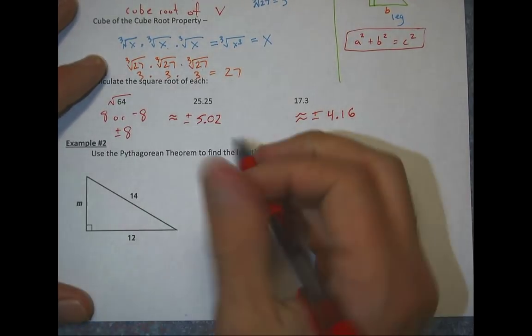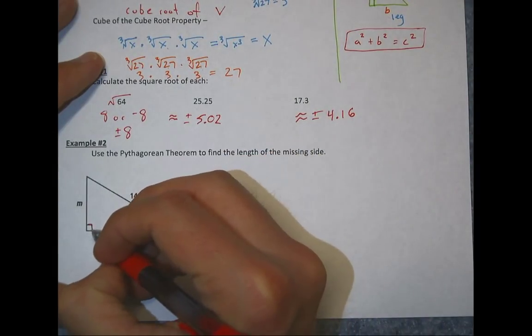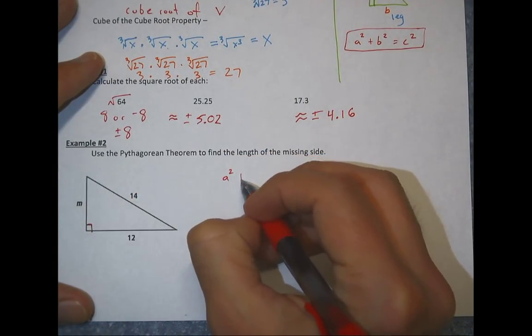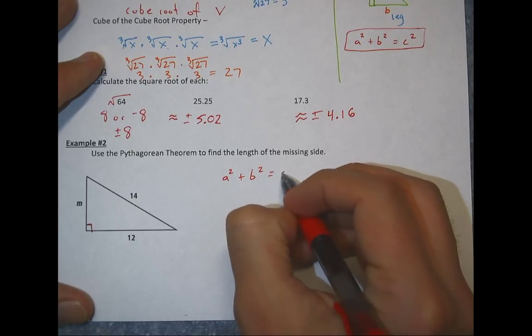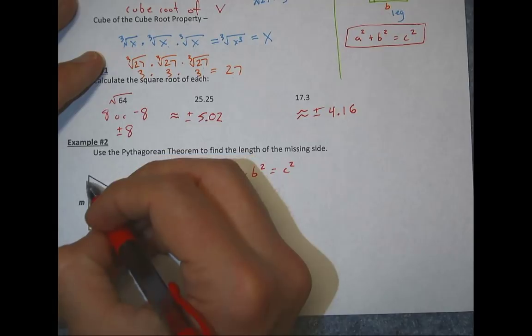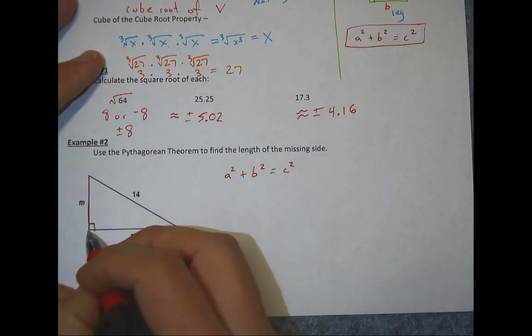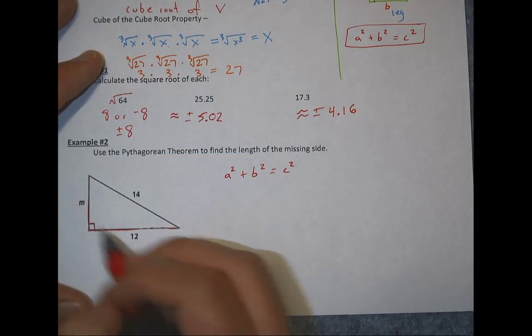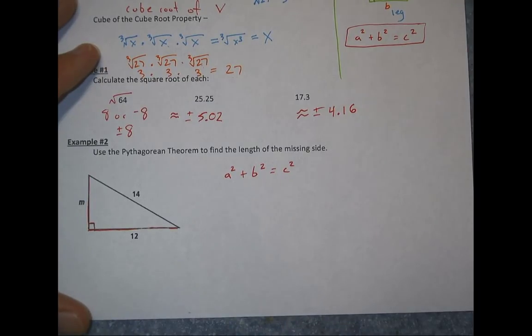So here's your Pythagorean theorem. As soon as you see a right triangle, you should know that you can use this to find a side length. So we've got a squared plus b squared equals c squared. A and b have to be these legs. It has to be these two numbers that are coming out from your right angle.